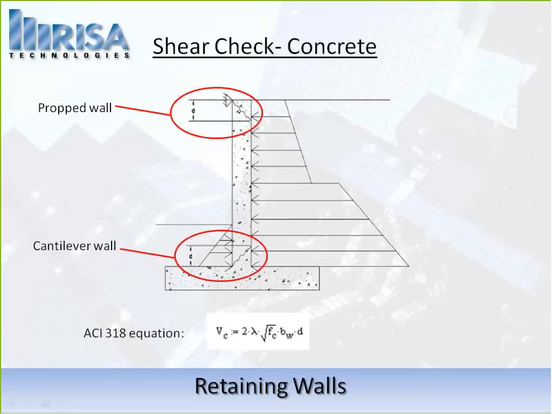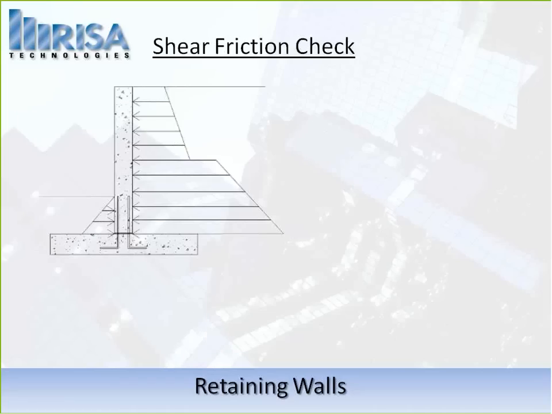And we're using the ACI equation listed here for you to check this distance here. We also do a shear friction check. Now, shear friction check is something that's required if the stem wall is not poured monolithically to the footing, and so what we do is we assume that the dowels from the footing are going to match the vertical reinforcement that we have in the wall.